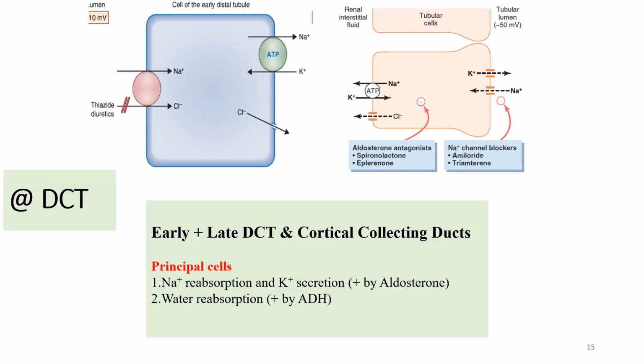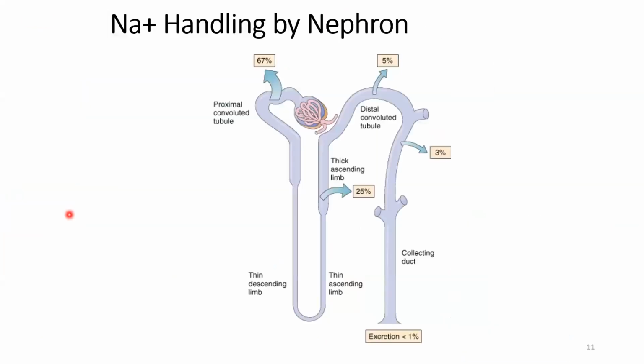So we are in the DCT. Just to give you the reference, this is where we are. The whole DCT segment then goes into the collecting duct. So there will be early cells.